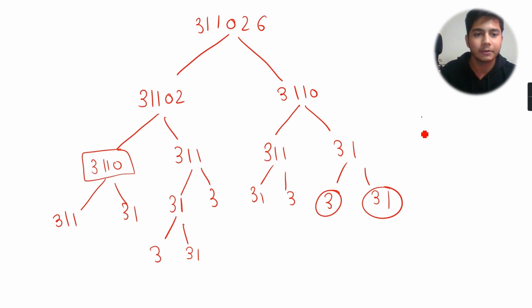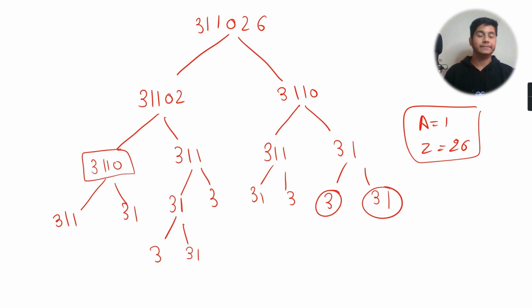Why is it not possible? Because a is 1 and z is 26, right? So this might be the one case. Also, if we are taking 0 in this case, right? We are taking 0 alone, so this is also not possible. Taking 0 alone is not possible. Why? Because a is 1, z is 26, we cannot decode it, right?